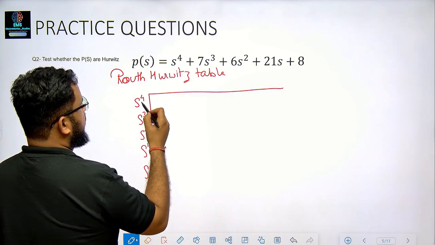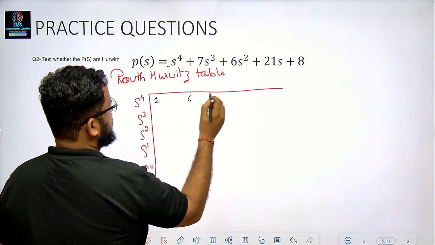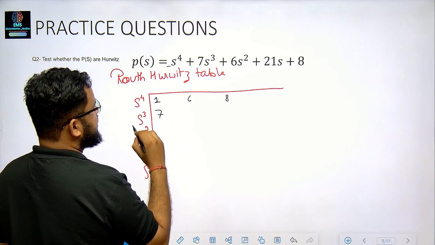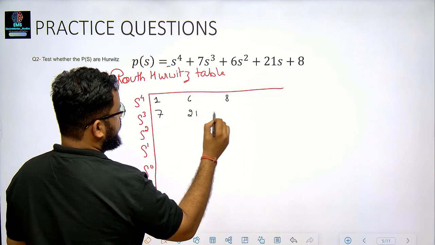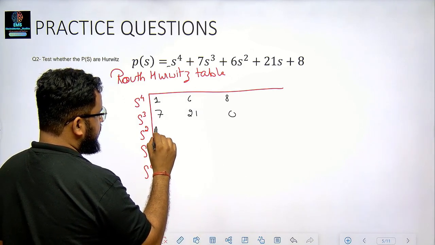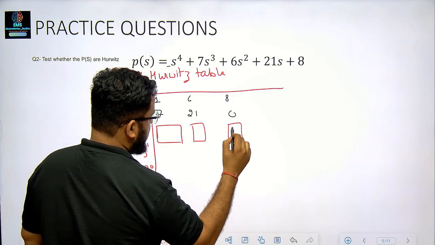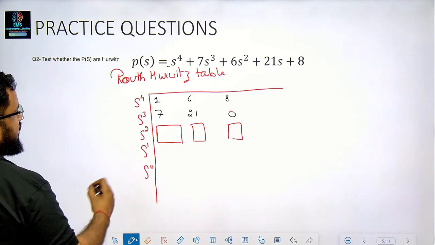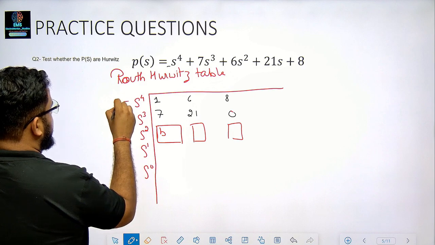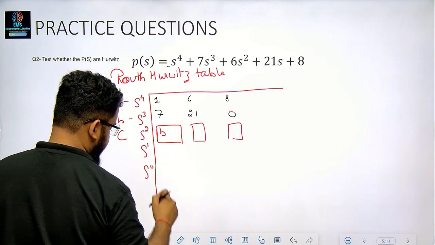Start writing all the even terms. So this is 1, 6, and 8. Then we have 7, 21, and 0. Okay, now we need to calculate the subsequent terms. Let's name this row as A, this row as B, this row as C, just for the understanding sake.